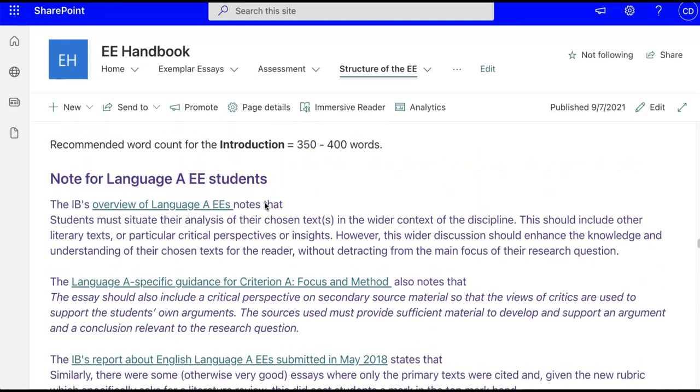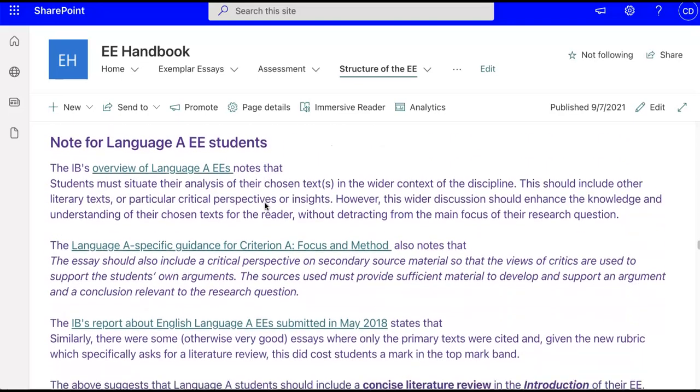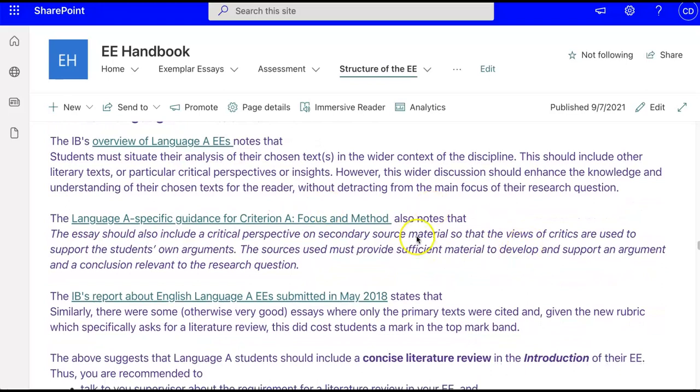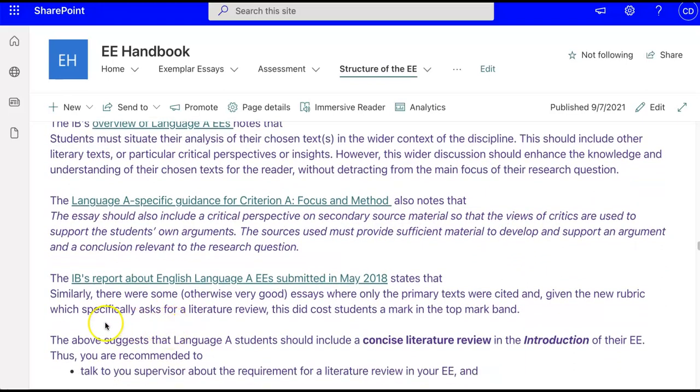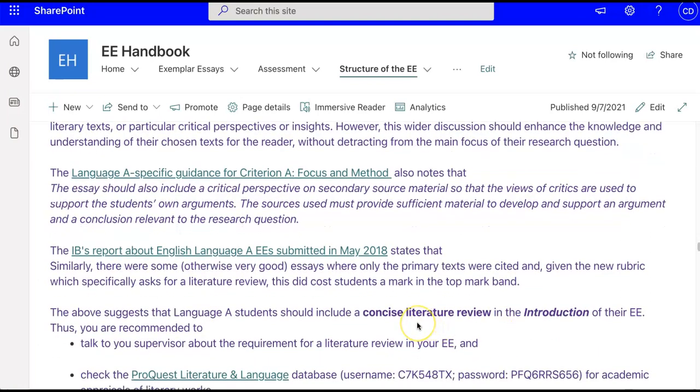Okay, if you're a Language A student, please pause the video now and read through this guidance. This guidance suggests that Language A students should include a concise literature review in the introduction of their EE. If you need any more guidance about that, please talk to your supervisor.